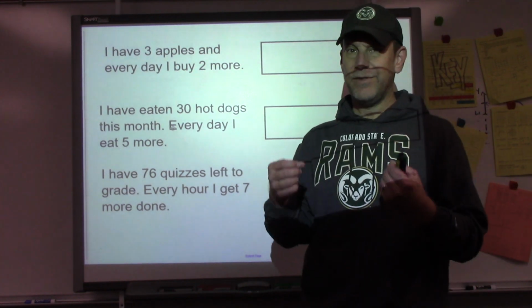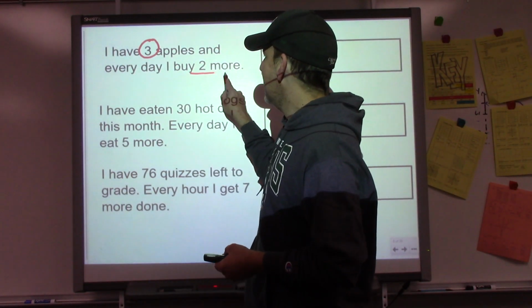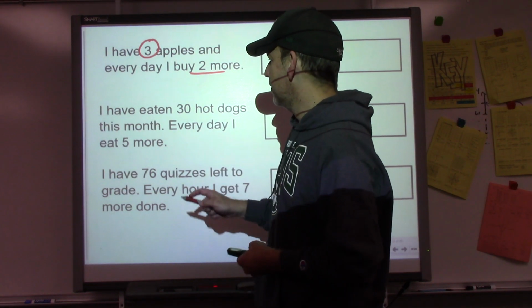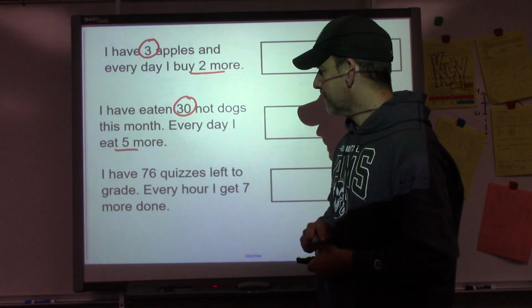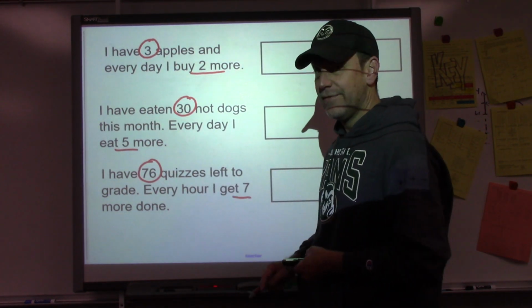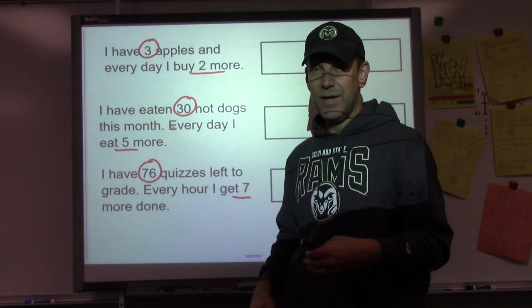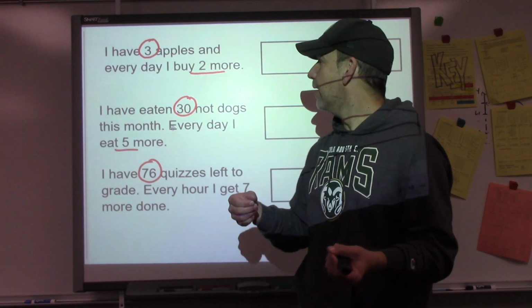These are the ones that have the starter and the changer. So this one starts at 3 apples and changes by 2. This one starts at 30 hot dogs and changes by 5. This one starts at 76 quizzes and changes by 7. Okay, and then all you have to think of, what's the starter, what's the changer, is it going up, going down, what's the input variable, what's the output variable.